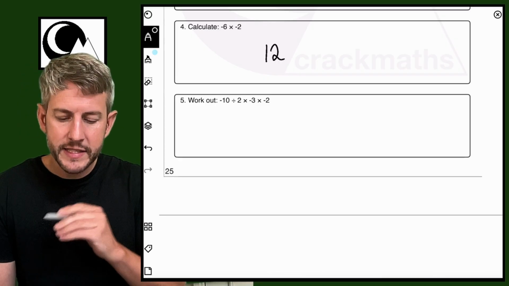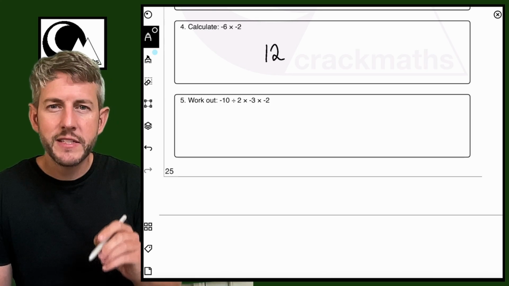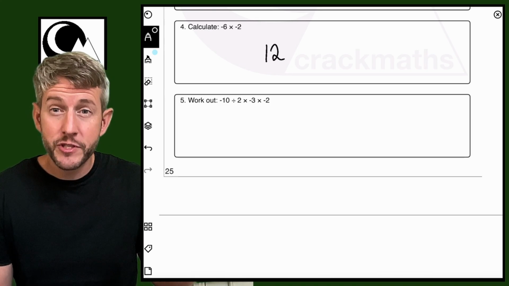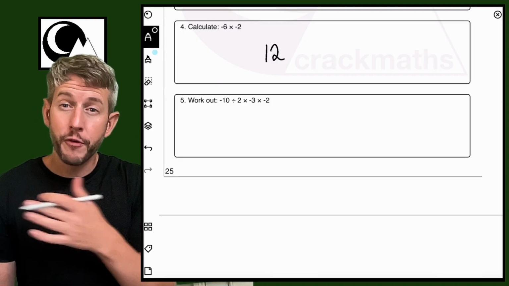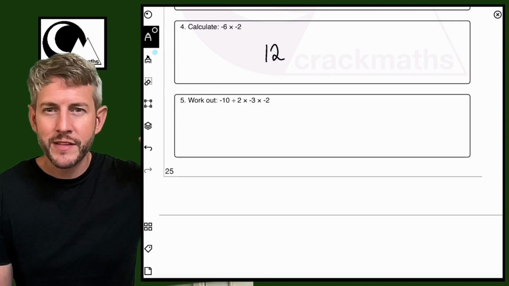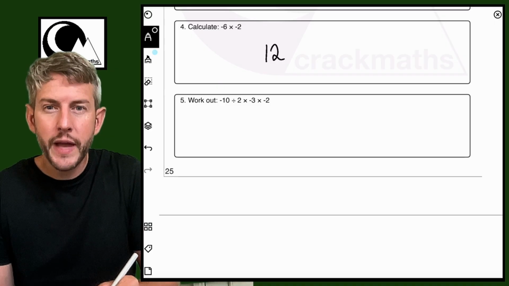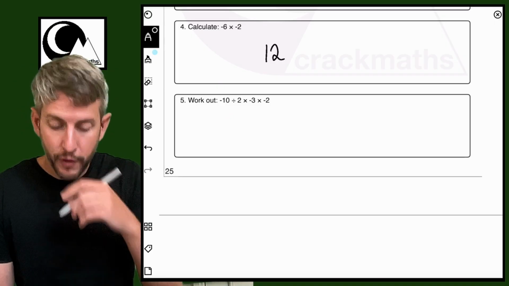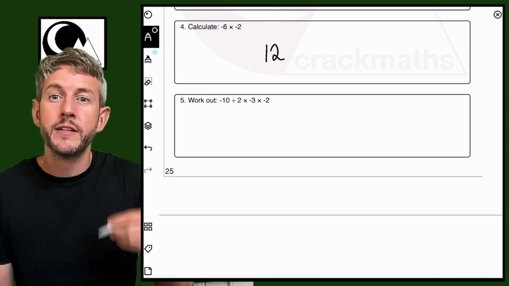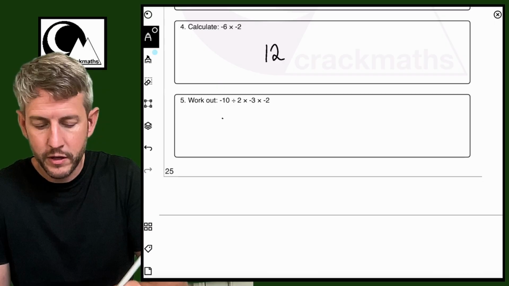Okay, right. Question 5. Work out negative 10 divided by 2 times negative 3 times negative 2. Okay, division and multiplication we just do from left to right. They're at the same hierarchy in BODMAS, so let's get this done. So negative 10 divided by 2. Well, 10 divided by 2 would be 5. So negative 10 divided by 2 is different, so it's going to be negative 5.